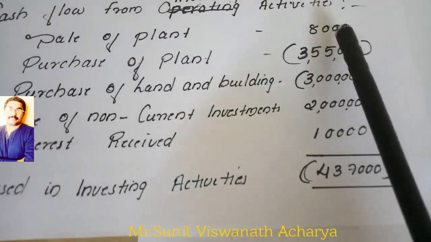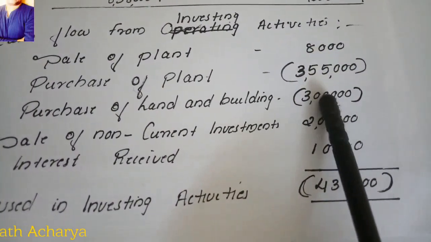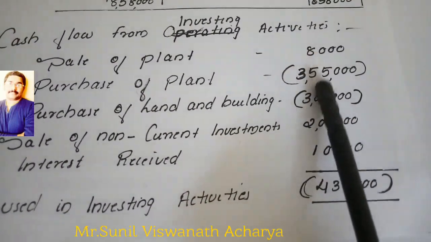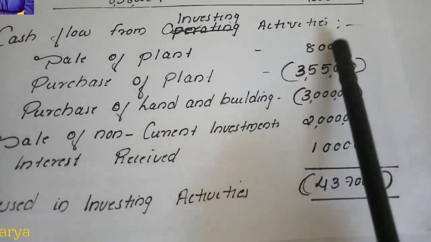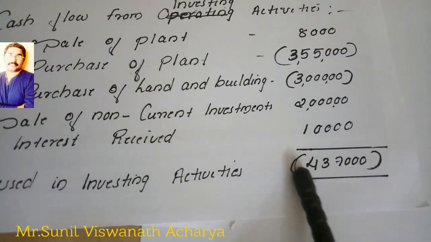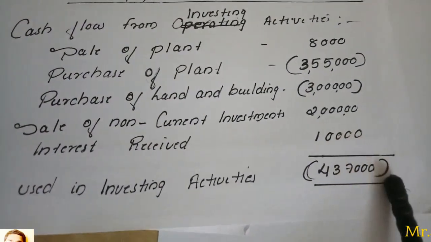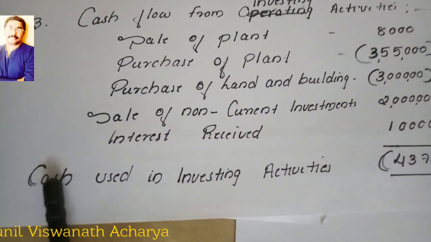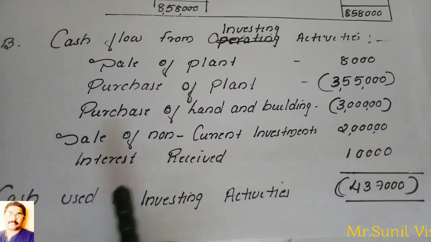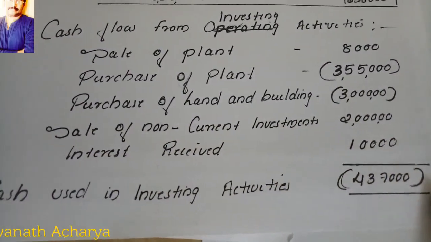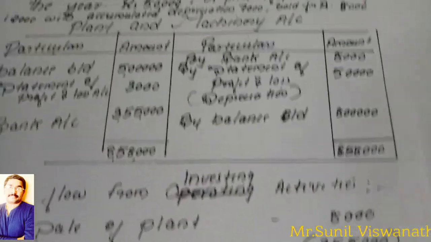So we have to add all of this. The positive amounts we have to add, the negative amounts we have to subtract. You can see the negative outflow is more. So when you add all the positive amounts and subtract the negative, we will get a negative 4,37,000. It is an outflow. Whenever an outflow comes, we know it is cash used in investing activity. If a positive comes, we will write cash inflow from investing activity. But if it is negative, it is cash used in investing activity.